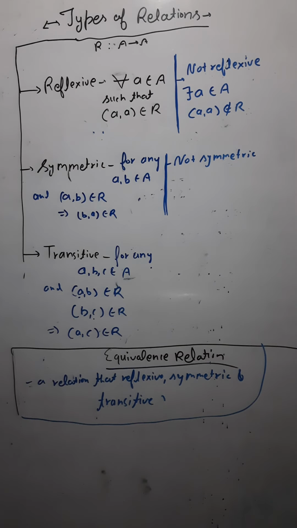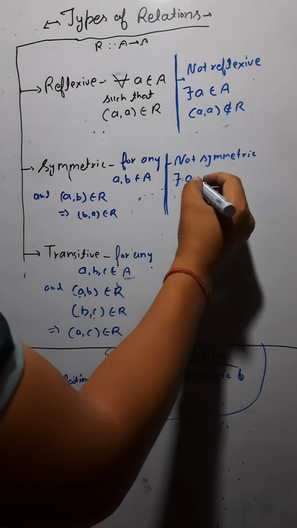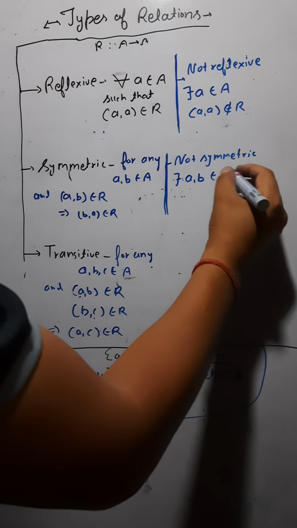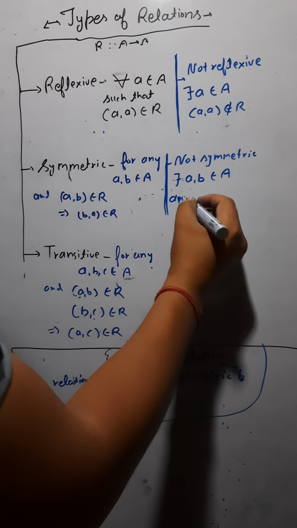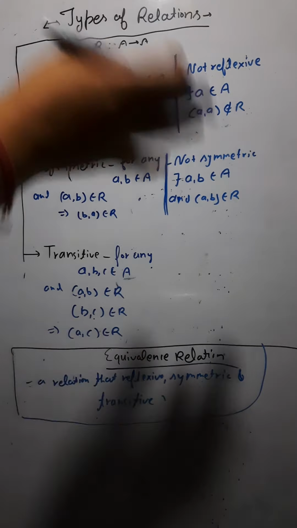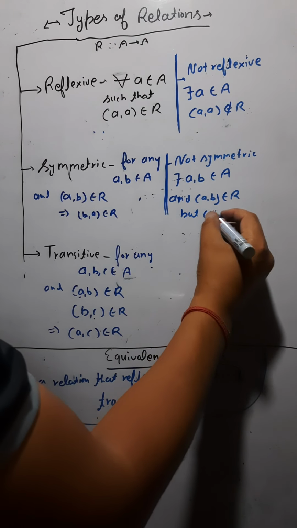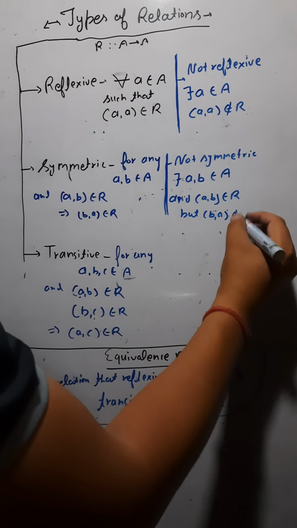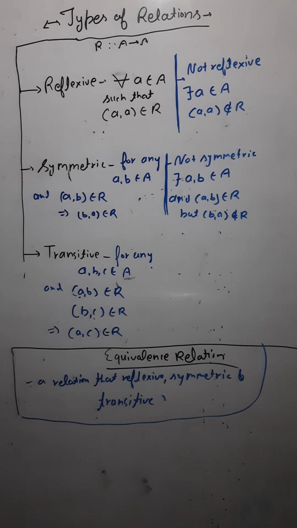Not a symmetric relation. Now not symmetric means if there exists (a,b) that belongs to the set A, and (a,b) is there in R, but its reverse, (b,a), is not there in R, then you would be calling such a relation not symmetric.